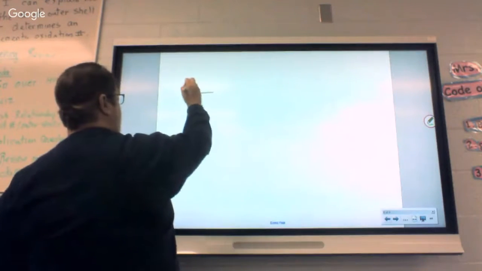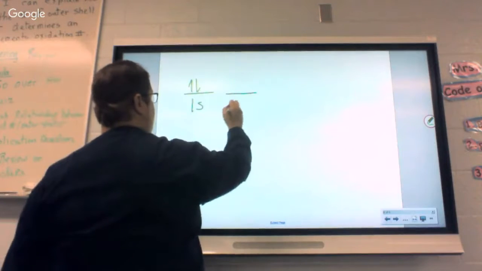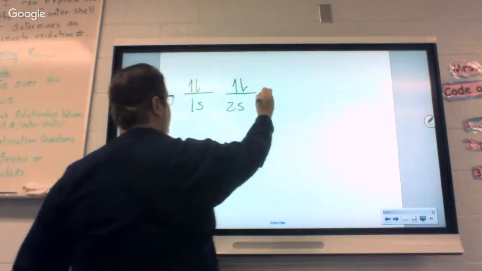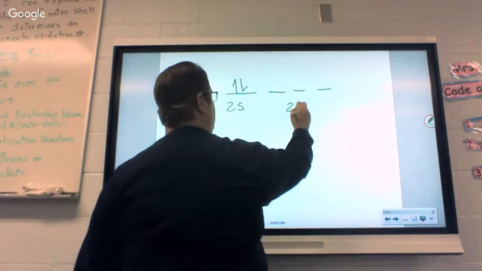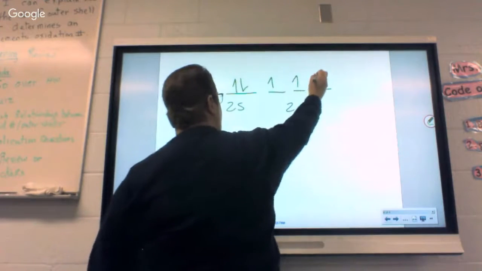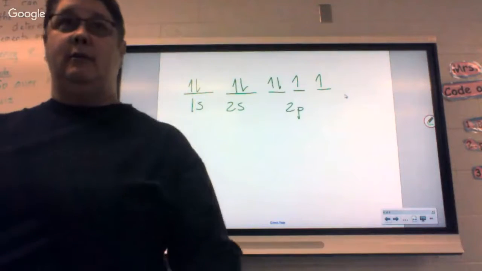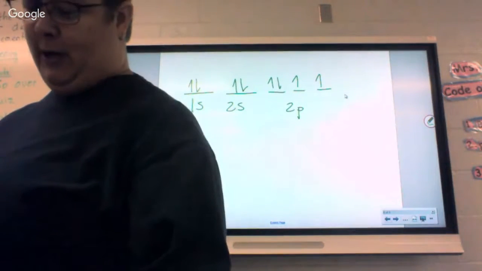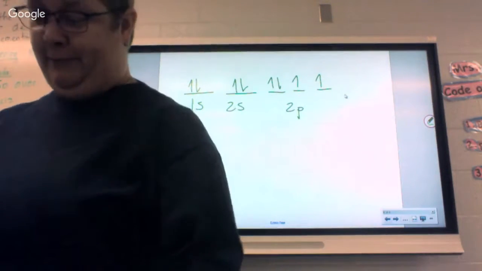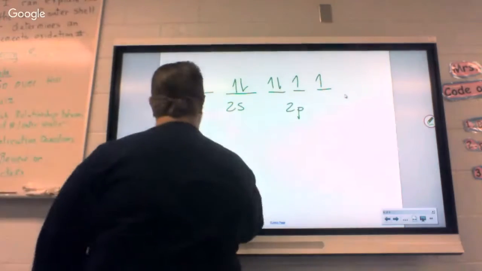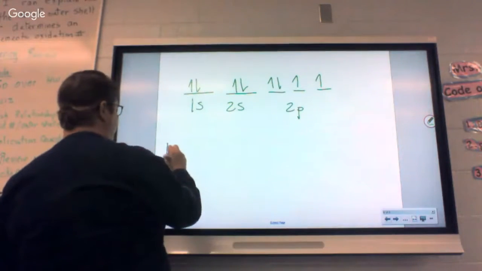Yep, 1S, 2S, and then 2P has 3 lines. 1, 2, 3, and then down. And then goes 8 electrons. Same as order.